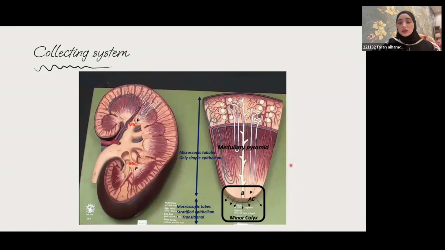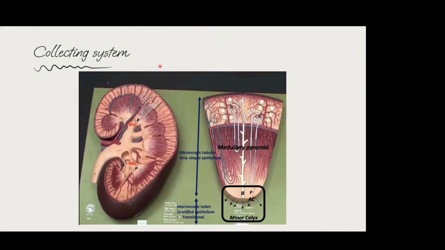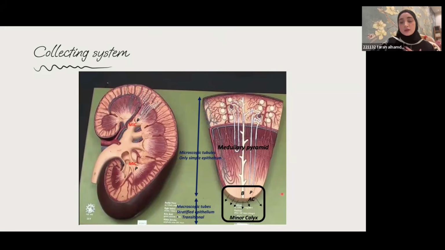So where do we see the junction between simple epithelium and stratified epithelium? Can anyone tell me? Or simple epithelium and transitional epithelium? Anyone can tell me? The papilla? Yes, this is what we see at the papilla or the area cribrosa. Yes, you're correct.